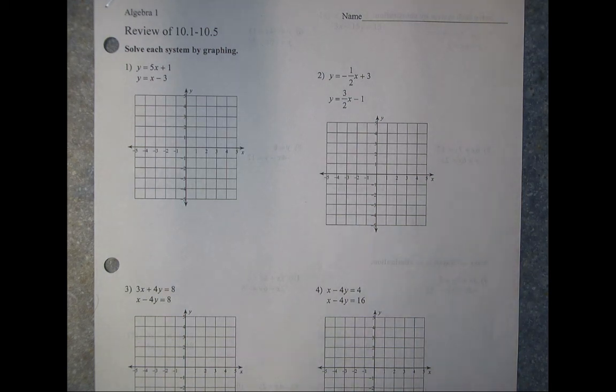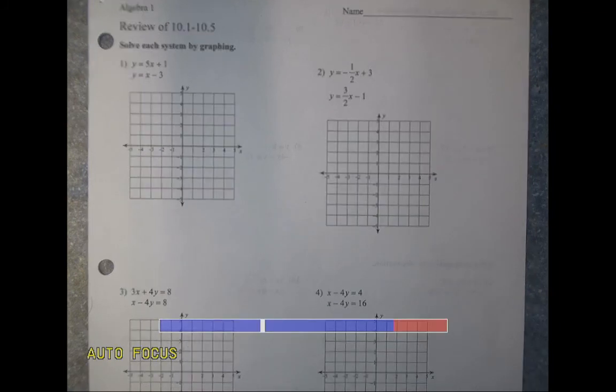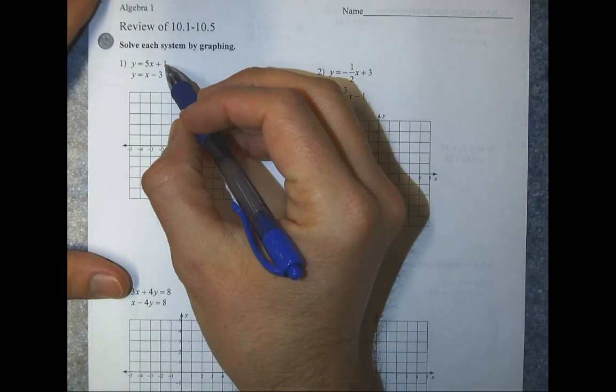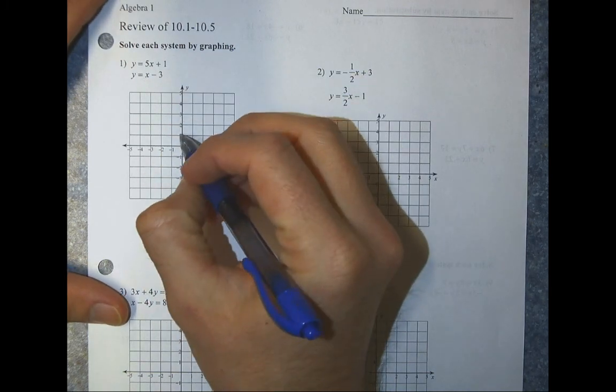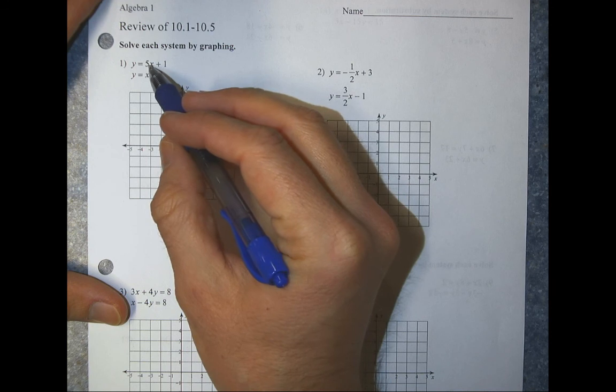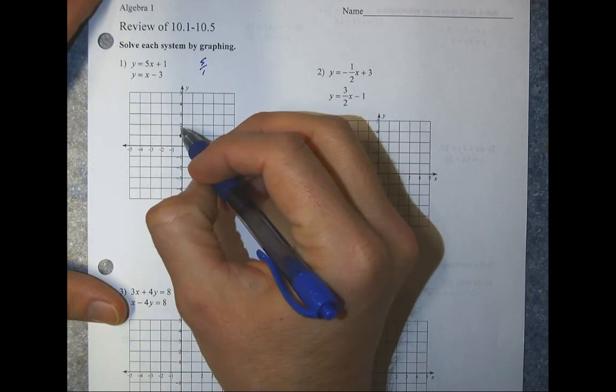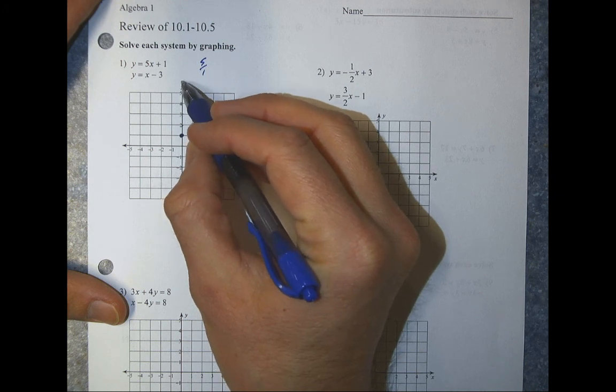Looking at the review packet for solving systems of equations, we're going to start with graphing. If these are already in y equals form, we're just going to go ahead and put them right on the graph using our slope and intercept. So looking at equation number 1, we have an intercept of 1. That's going to be where our first point is, and then we're going to use our slope of 5, which again is 5 over 1, so up 5 over 1, which will not fit on this graph.